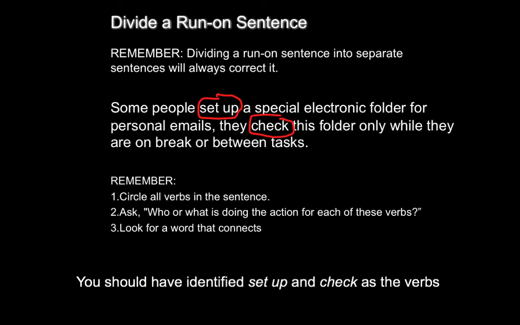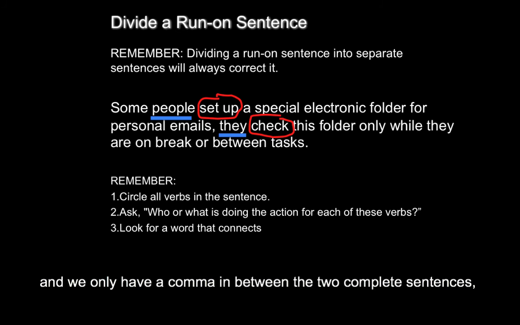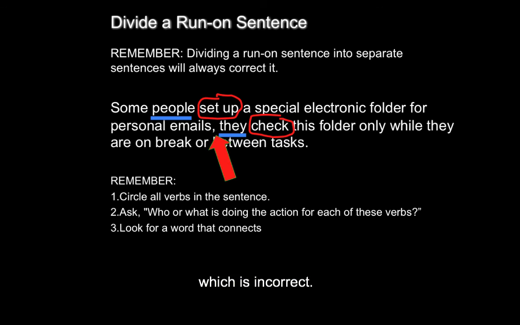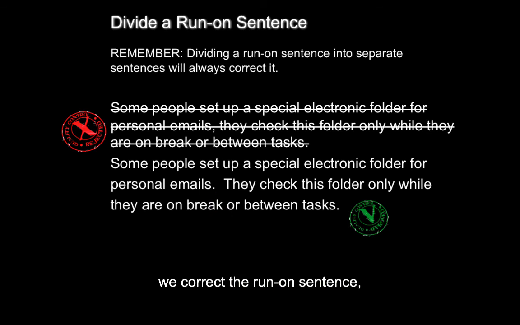You should have identified set up and check as the verbs, and people and they as the subjects for these verbs. Since we have two subject-verb combinations here without a word to connect them, this is a run-on sentence. And we only have a comma in between the two complete sentences, which is incorrect. By replacing that comma with a period, we correct the run-on sentence, making it into two correctly written complete sentences.